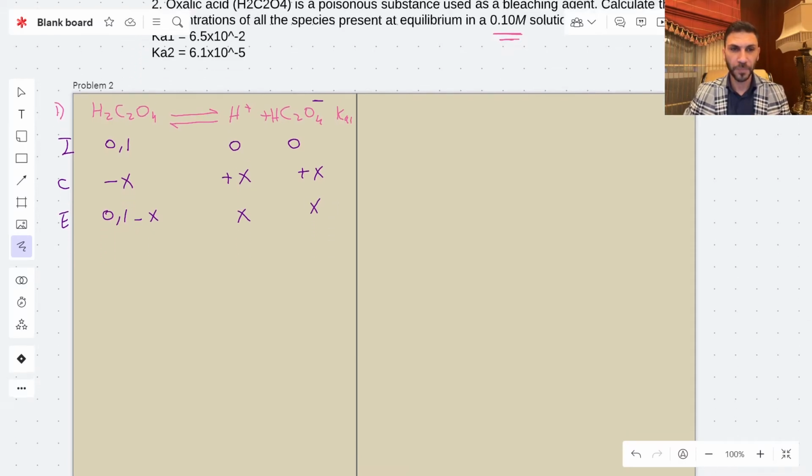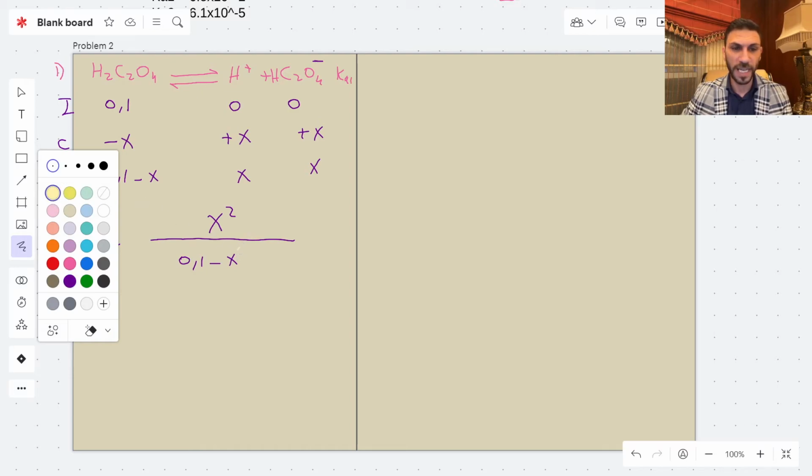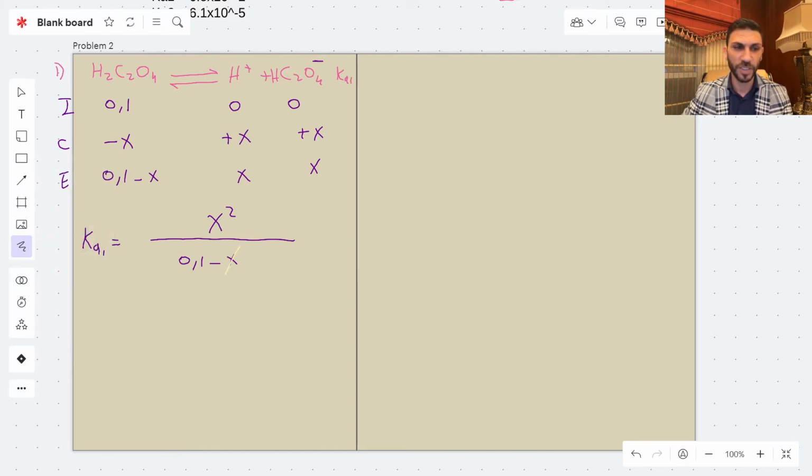Now, the Ka1 or step number 1, it equals to x squared, because the concentrations of the products divided by the concentration of the reactants. So it's going to be x squared divided by 0.1 minus x. All right, so let's solve for x. Initially, we're going to neglect this x because it's a very small amount.